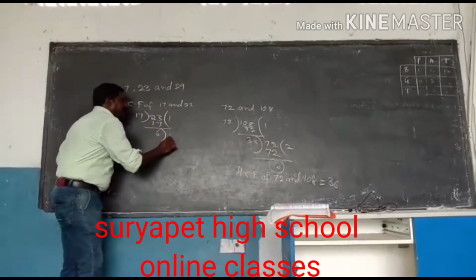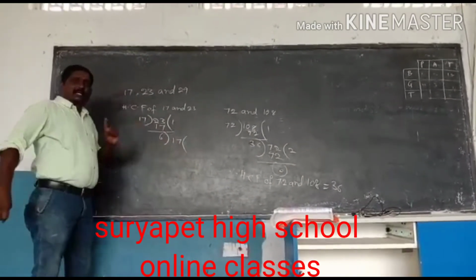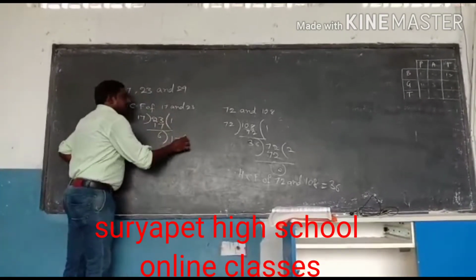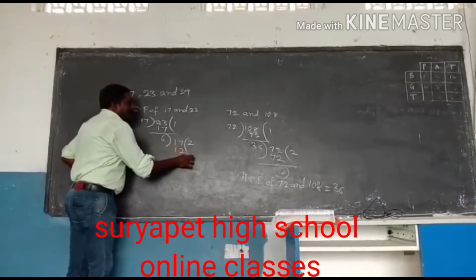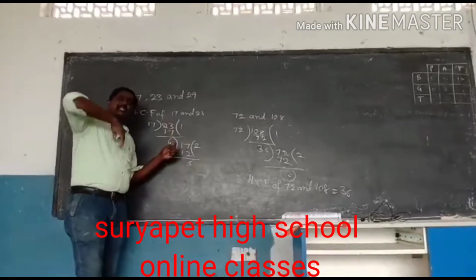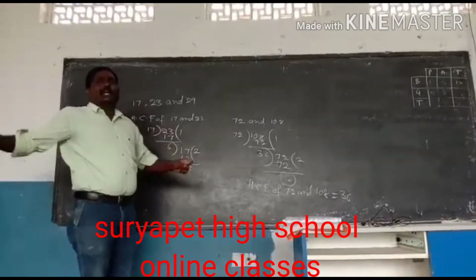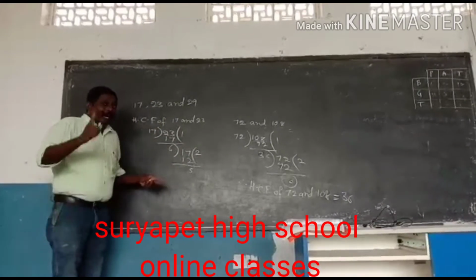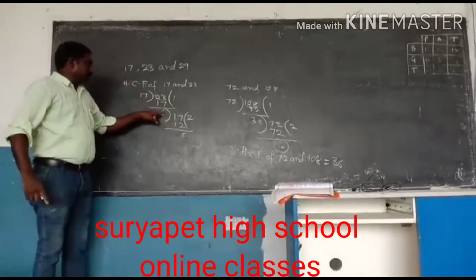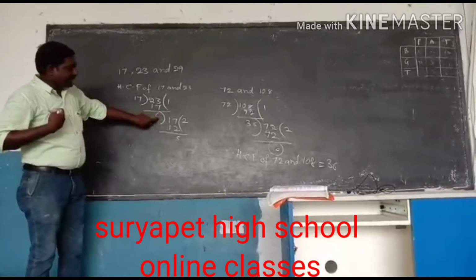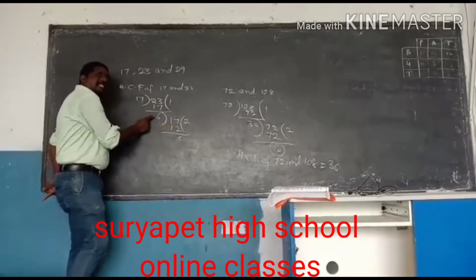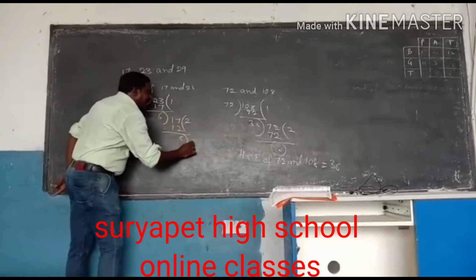So again I am taking this as dividend. Then 6 2s are 12. What's the remainder for us? 5. Means this divisor is also not divided exactly. If you are not dividing exactly, then I will take you as a dividend. So I am taking this 6 as dividend again.